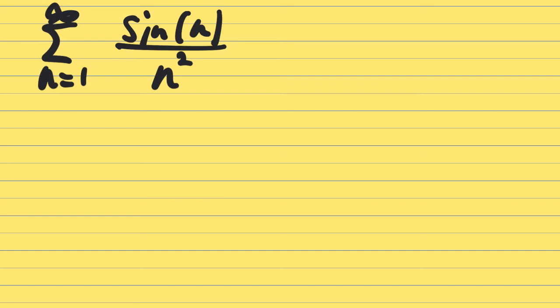The series sine n over n squared. Now this one is not an alternating series because we don't have the negative 1 to the n or negative 1 to the n plus 1 term inside that will alternate every other sign. So this one won't have positive followed by negative followed by positive, etc.